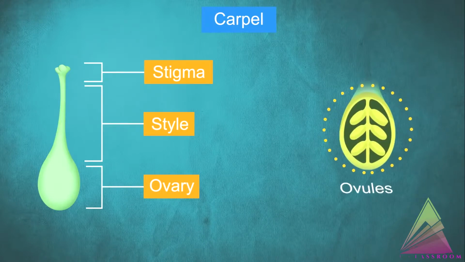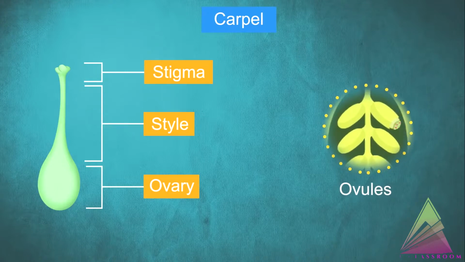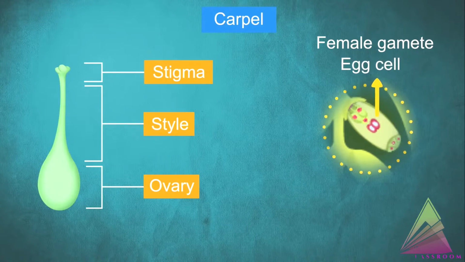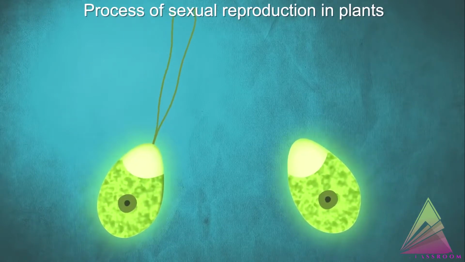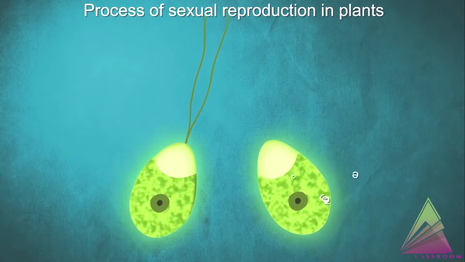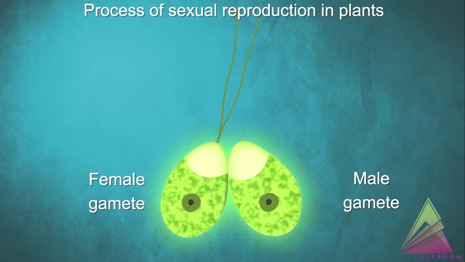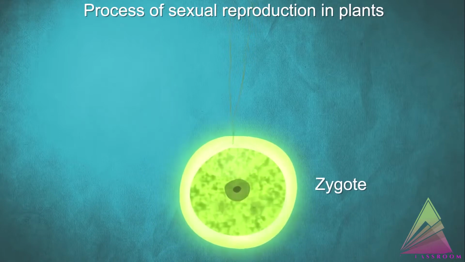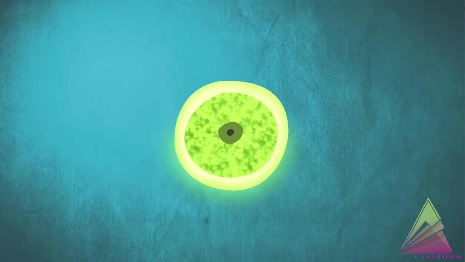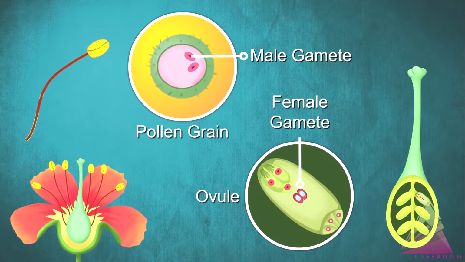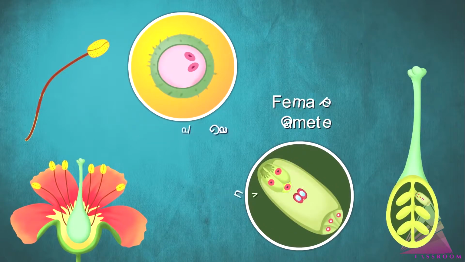Inside the ovary, ovules are present. It is the ovule that has the female gamete called the egg cell. For sexual reproduction to take place, a male gamete is to be fused with the female gamete, thereby forming a zygote. Now for that, the male gametes have to reach the female gametes.